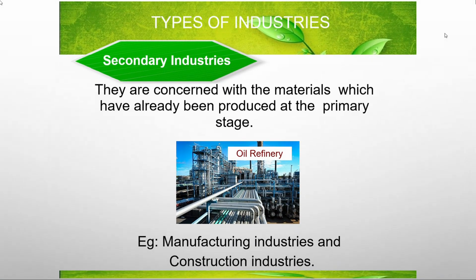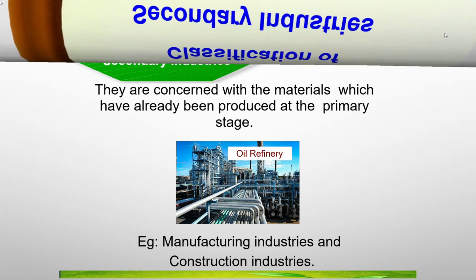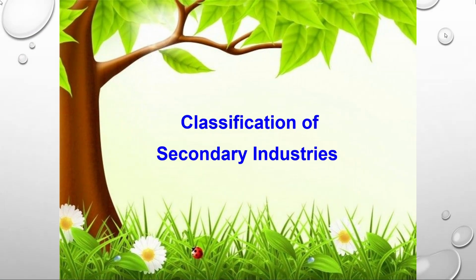Now, let's move down to the secondary industries, and they are concerned with the materials which have already been produced at the primary stage. Examples: oil refinery, manufacturing industries and construction industries. Let us look into the classification of secondary industries in detail.